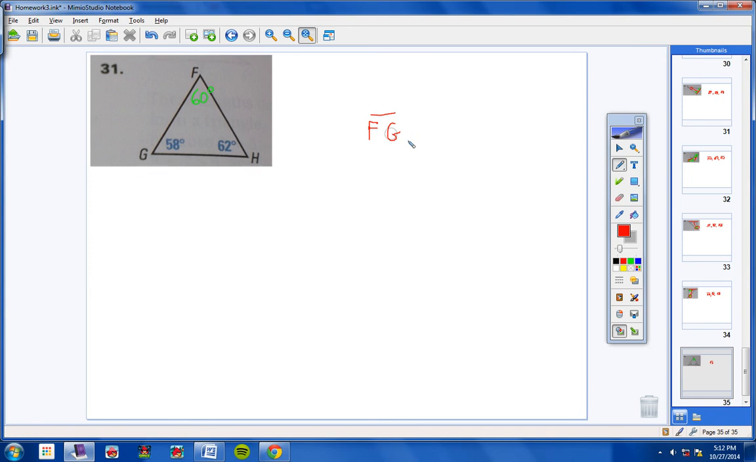Okay, now we're going to circle the next biggest angle, which is 60. Go straight across. So GH must be our next longest side. Okay, and then our smallest angle is 58, so we'll circle that, draw an arrow to the opposite side right here, and that would be side FH, so FH would be the shortest side.